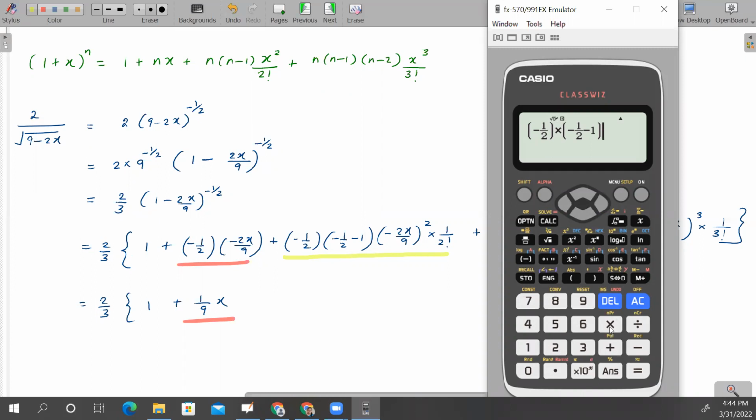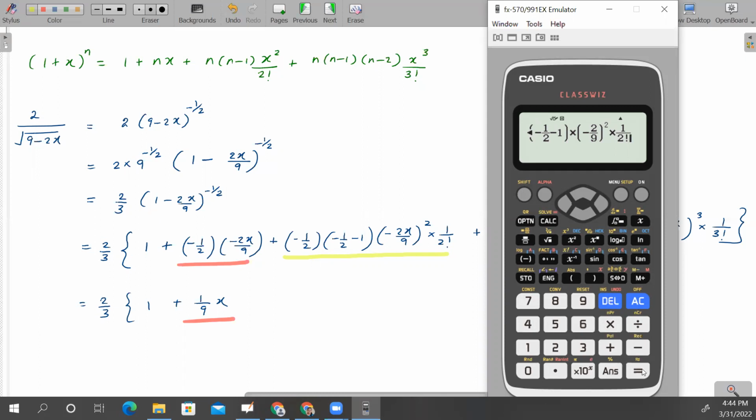And the next part into, what is it? Minus 2 over 9. You can't type the x, but you can type the bracket, and outside the bracket type the square. Minus 2 over 9 square. And then into 1 over 2 factorial. So give the factorial sign. What's the factorial sign here? Yeah, this one over here, the shift mark. Okay. So 1 over 2 factorial.